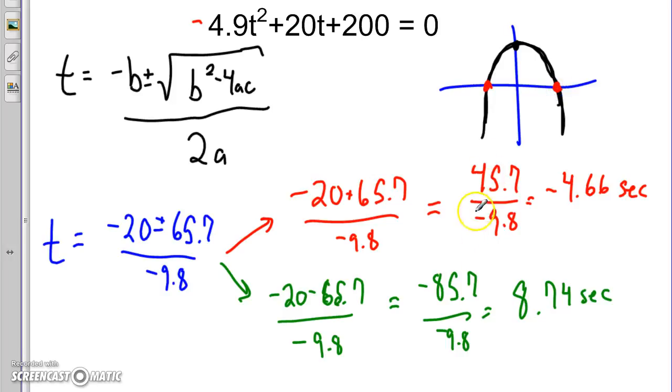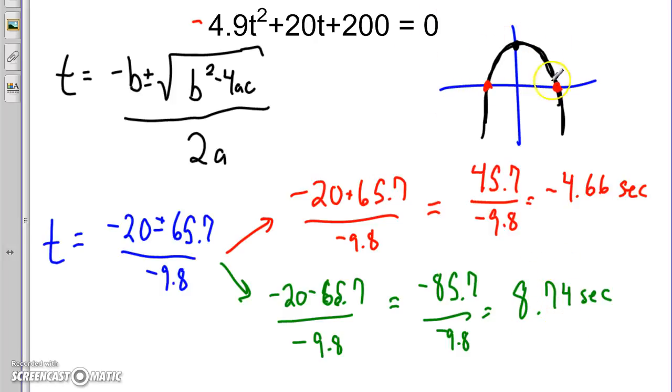Mathematically, both are correct, but logically, only one of them makes sense. So we say, okay, either it hit the ground in negative 4.66 seconds. In other words, if this is something being thrown up in the air, it hit the ground 4.66 seconds before we even threw it, which doesn't really make sense, or it hit the ground 8.74 seconds after we throw it. And clearly this is going to be the right answer.